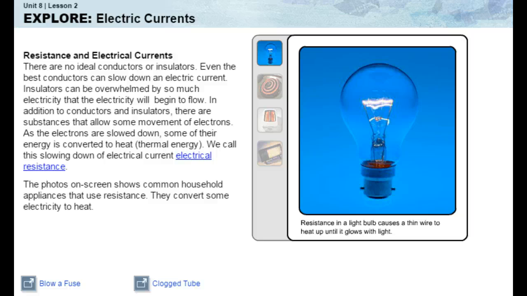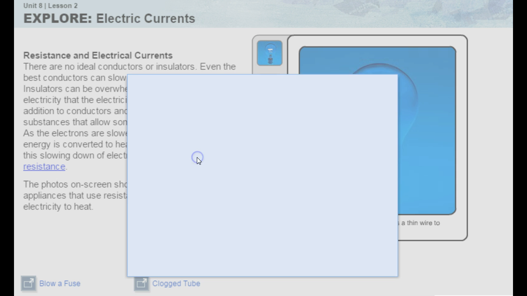There are no ideal conductors or insulators. Even the best conductors can slow down an electric current. Insulators can be overwhelmed by so much electricity that the electricity will begin to flow. In addition to conductors and insulators, there are substances that allow some movement of electrons. As the electrons are slowed down, some of their energy is converted to heat. Thermal energy. Remember that? We learned about it last unit. We call this slowing of electrical current electrical resistance.